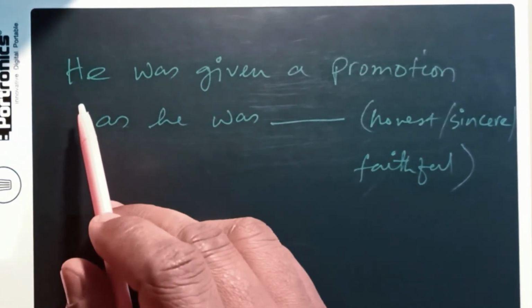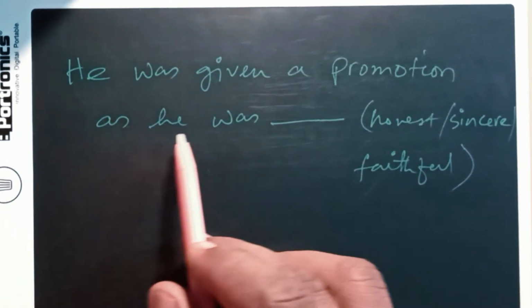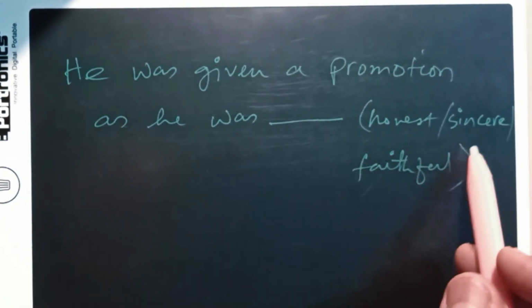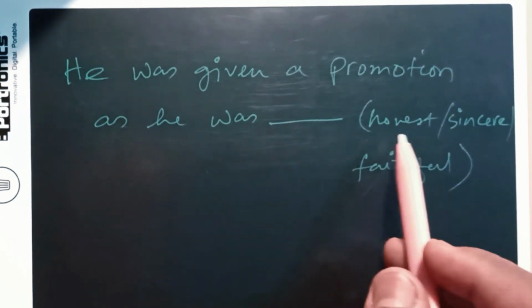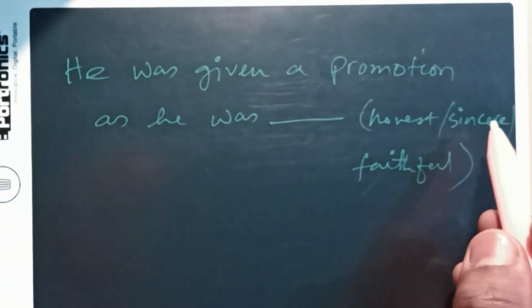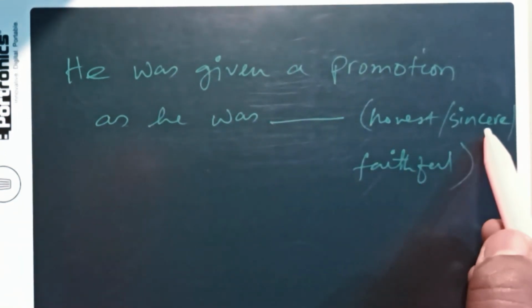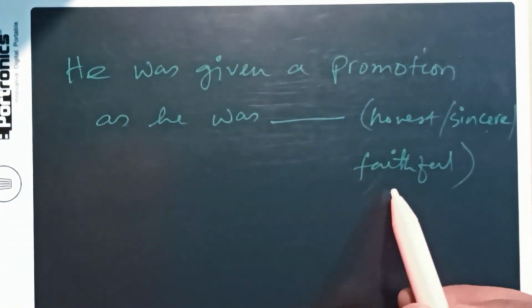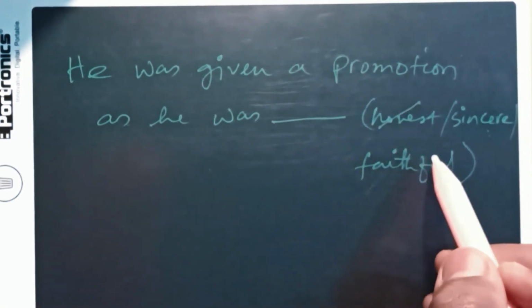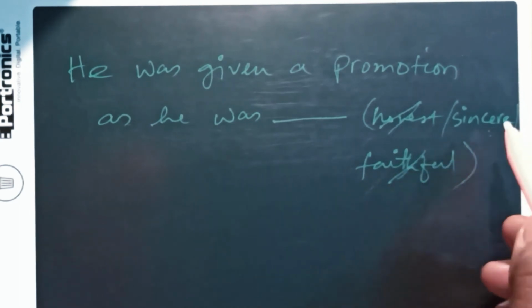Similarly, let us see this sentence. He was given a promotion as he was honest, sincere, or faithful. All three seem to be very interestingly suiting in this place, but you have to look at this. You may be honest, but you may not be sincere. You may be faithful, but you may not be sincere. So we have to opt these two out and use sincere.